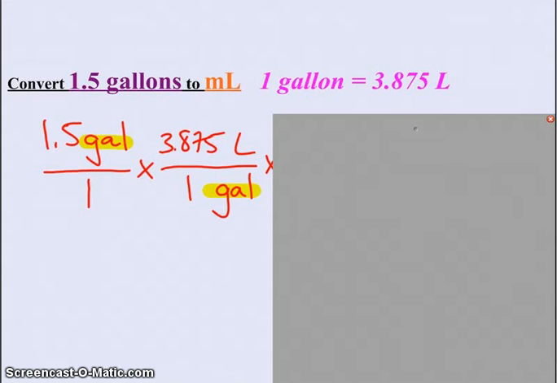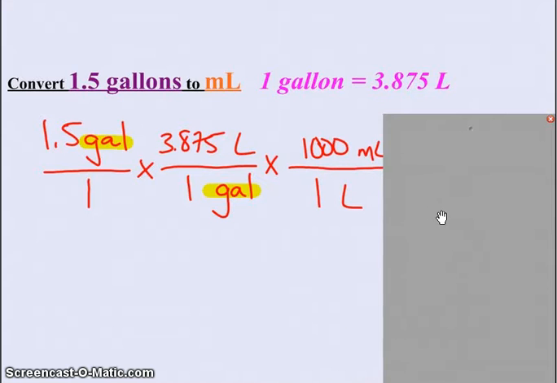Liters is not the answer I'm looking for. I'm looking for milliliters. So I must continue on and keep converting. Again, I must pay attention and make sure that the unit here, liters, is on the bottom here, liters. That way, I know that I will cancel that out, and I will get to what I'm looking for, milliliters.